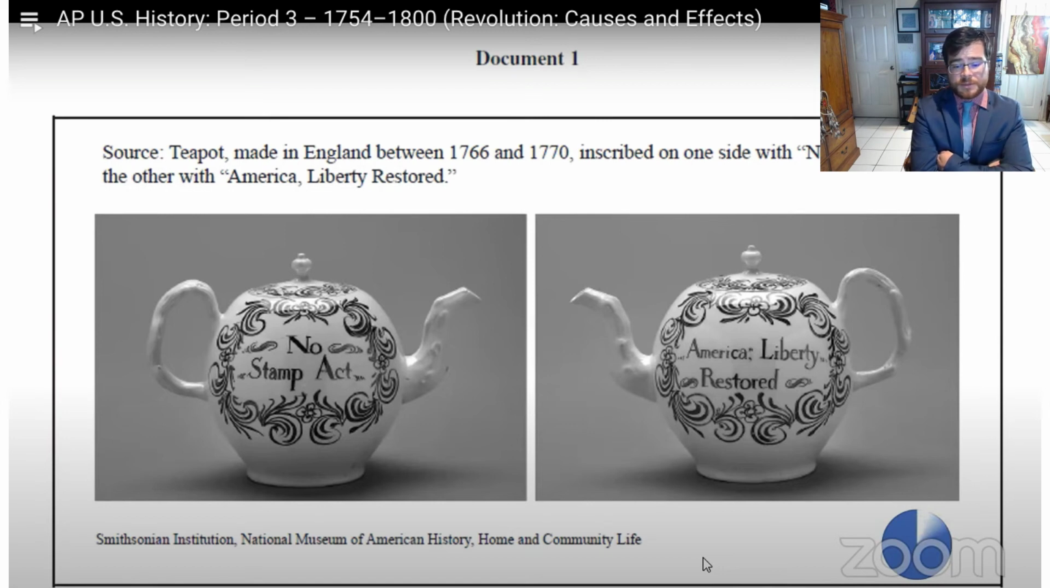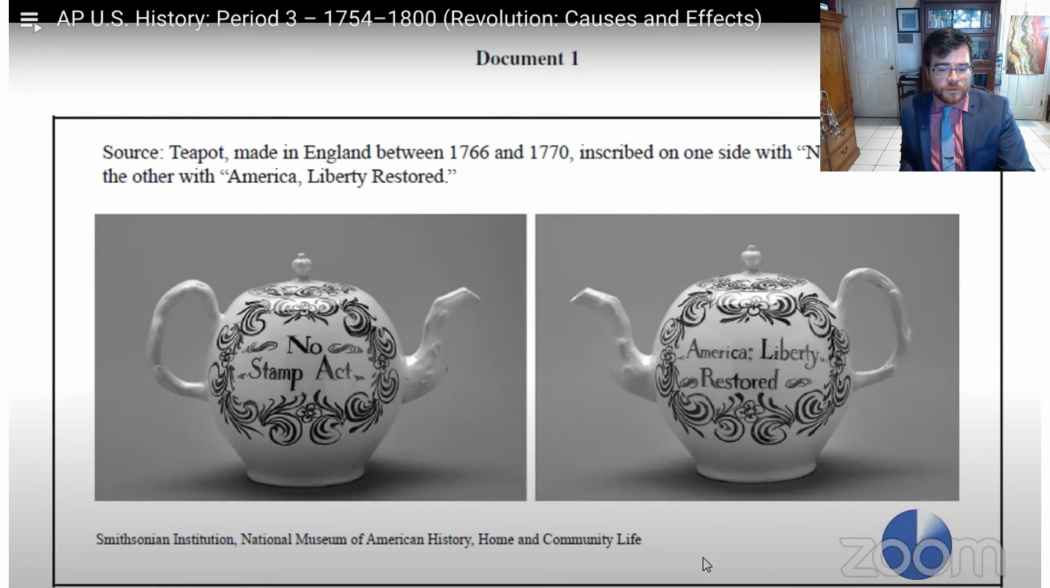Historical context would be easy. Purpose, super easy. I'd probably go with purpose. The purpose is to show protest: show resentment for the Stamp Act, show lack of support for the Stamp Act. Intended audience, the American colonists.